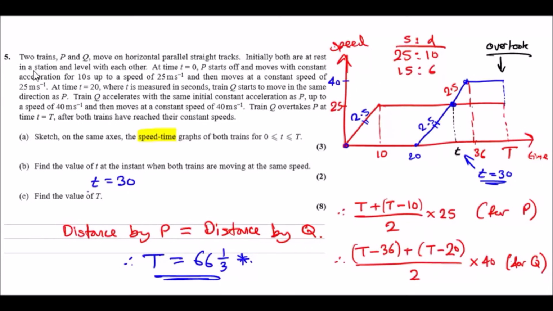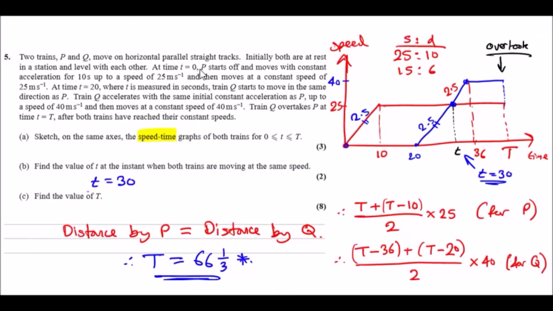So two trains P and Q move on horizontal parallel straight tracks. So instantly we have two trains P and Q. For the purpose of this one, the red line here is P and the blue line is Q. Now, initially both are at rest in a station and level with each other. So we assume that the initial speed is 0.